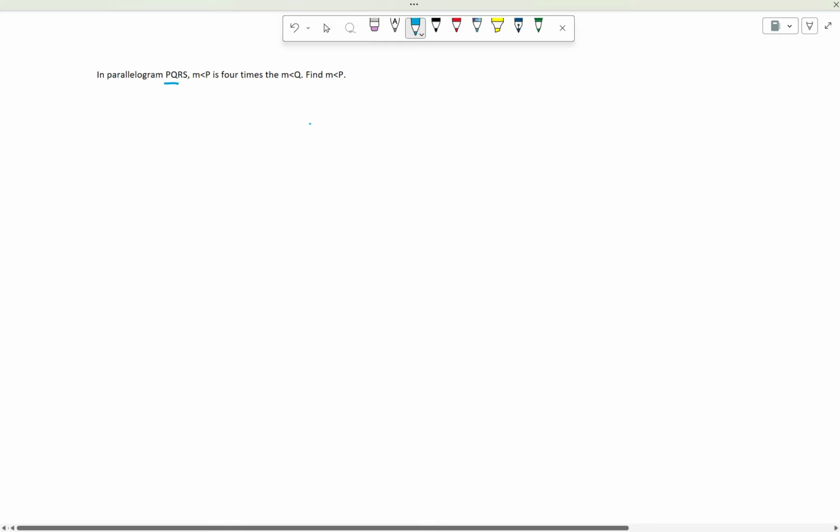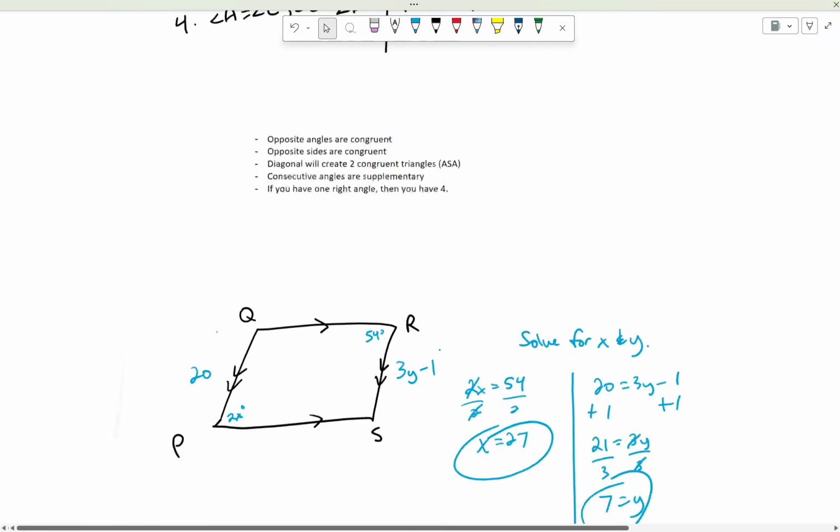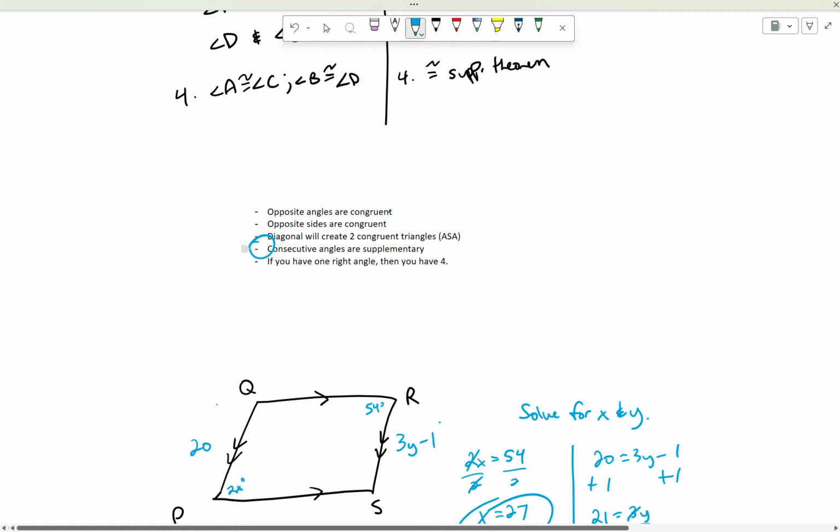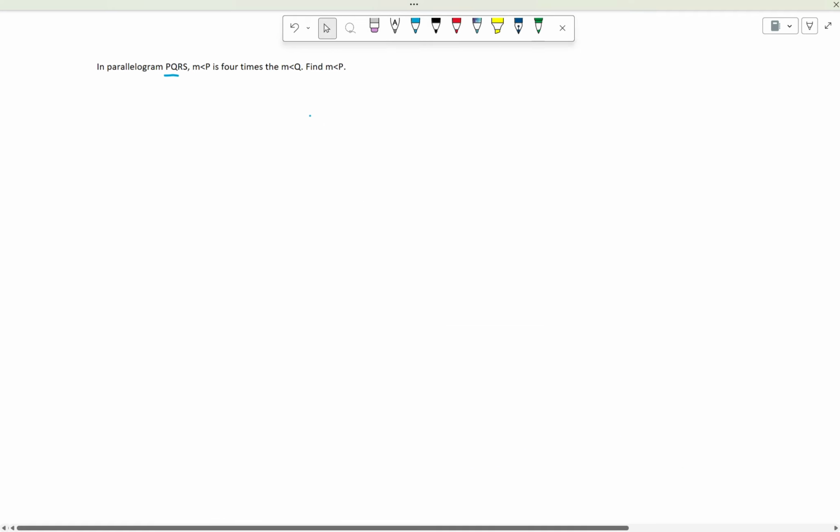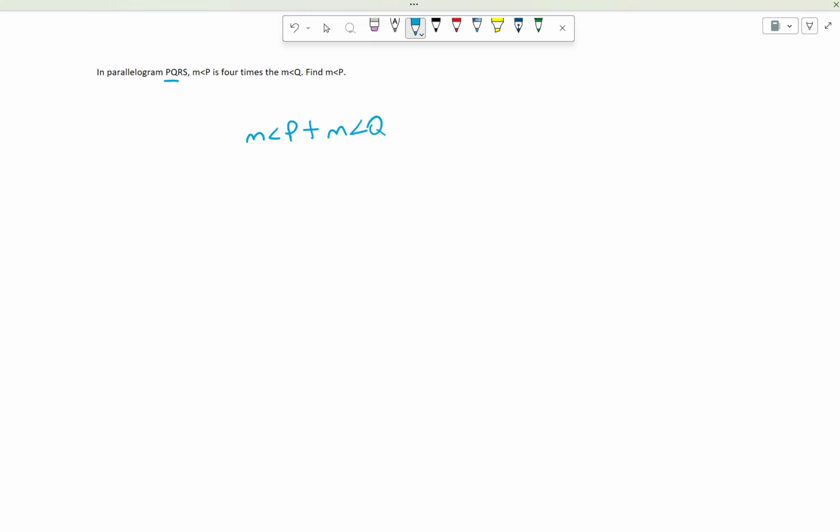P and Q, right? Because it's asking about angles P and Q. What do we know? Well, we know they're consecutive. And if they're consecutive, going back here, fourth bullet point, consecutive angles are supplementary, right? Because these two letters happen in succession. So we know that the measure of angle P plus the measure of angle Q has to be 180 degrees, okay? So now let's start to use this information.